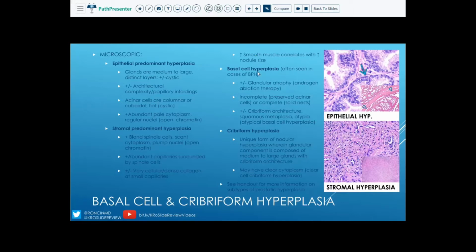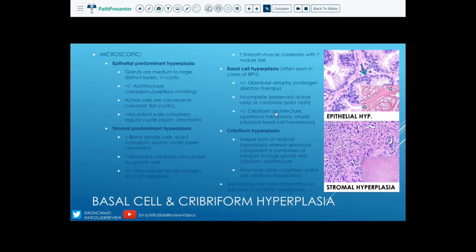Your basal cell hyperplasia, which is one of the areas I really wanted to highlight in this case, can show glandular atrophy, in particular when patients have been on androgen ablation therapy. We didn't see that in our case, and again, this is very common, so it doesn't necessarily have to be associated with that. We did see both incomplete as well as complete basal cell hyperplasia, again, whether there's preservation of those luminal acinar cells or solid nests, solid areas of basal cells.